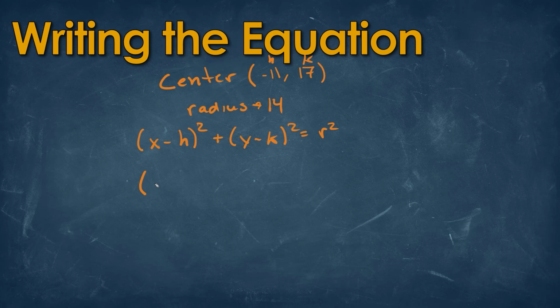If we plug these values in, we're going to get x minus a negative 11 squared plus y minus 17 squared is equal to 14 squared. Simplifying this information, we're going to get x plus 11 squared plus y minus 17 squared is equal to 196.